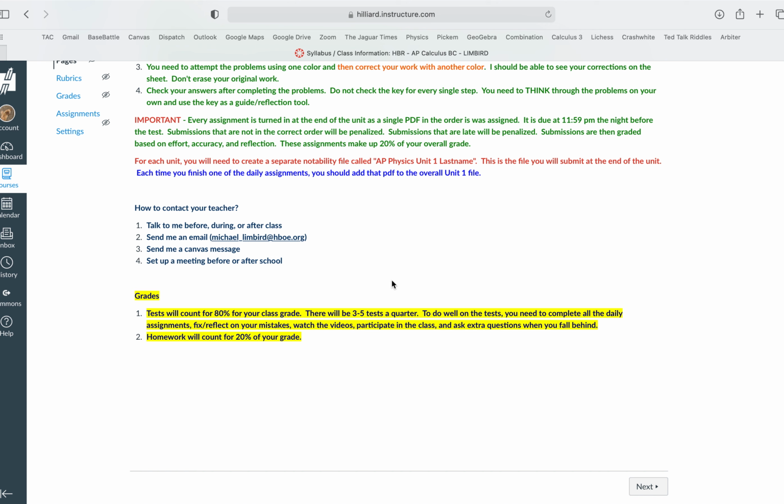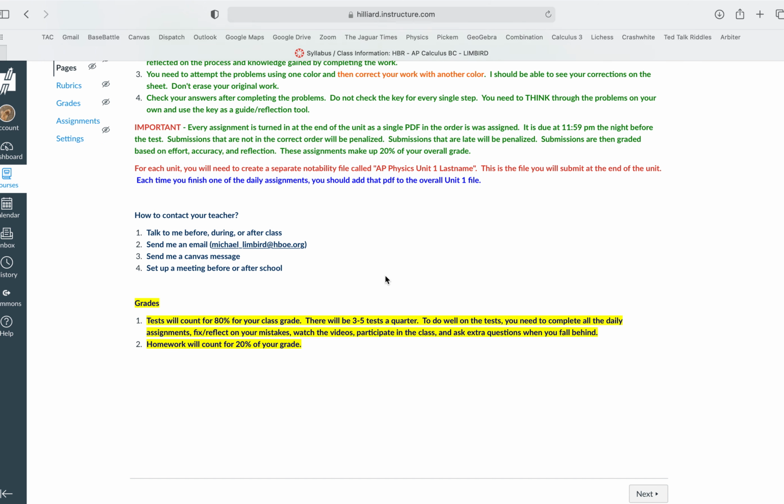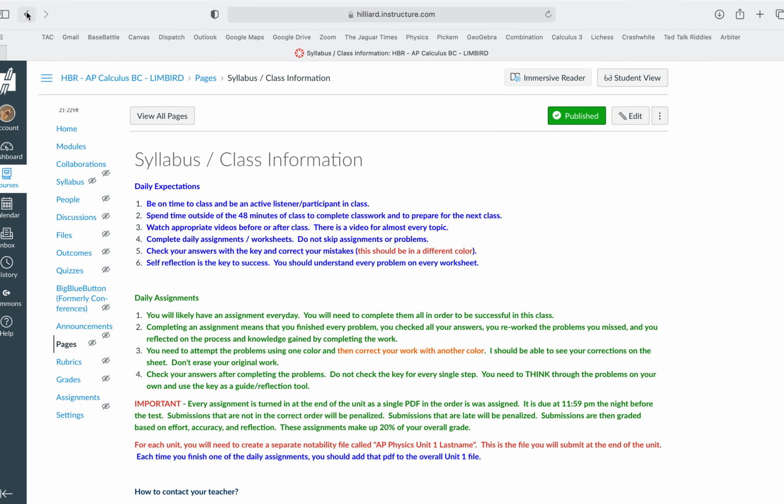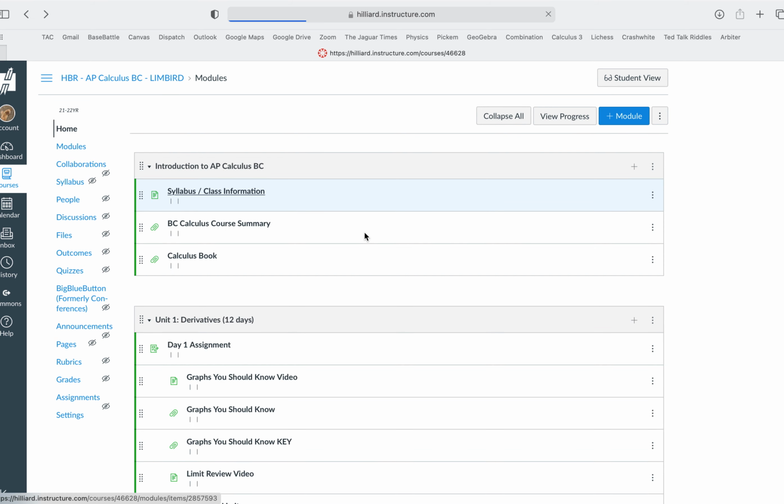You can use my email. Hilliard email is always the same: your first name underscore last name at hboe.org. You can always send me a Canvas message too, and you can always set up a meeting before or after school. So there is syllabus and class information.